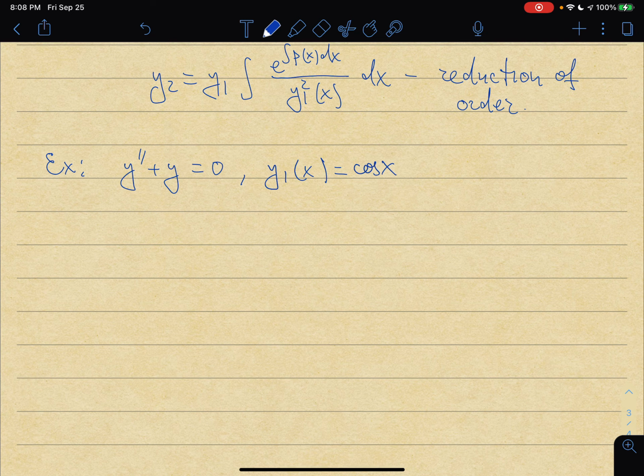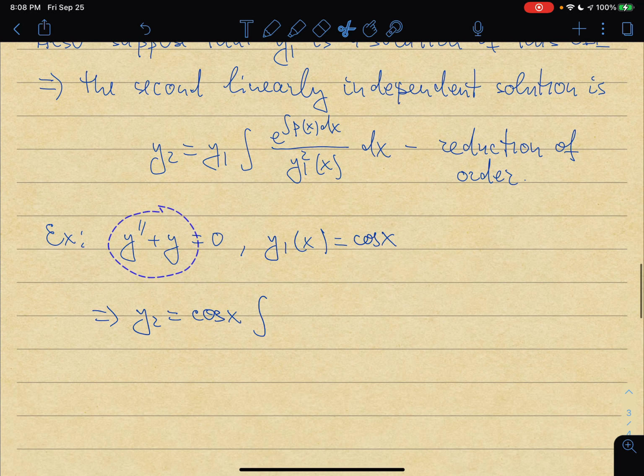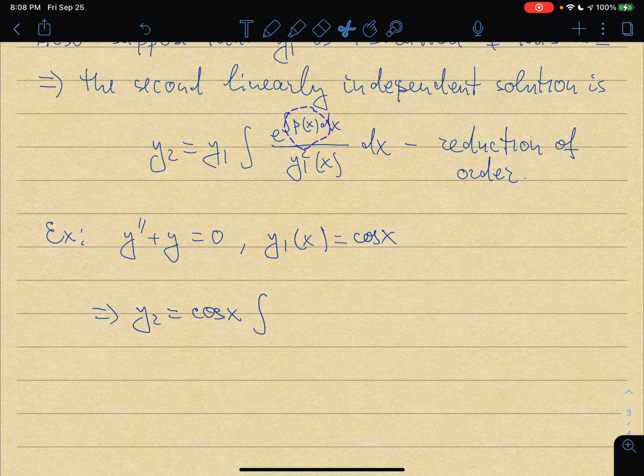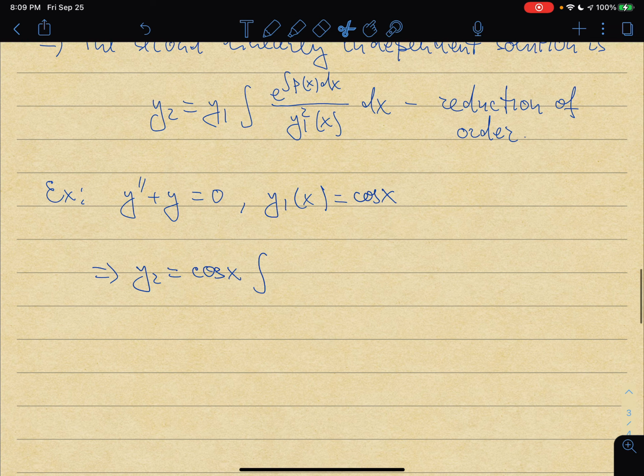I'm just going to use the formula. y2 is y1, which is cosine of x, times the integral. Now, this equation is in the standard form because the coefficient in front of y double prime is 1. There is no y prime, so that means that the second coefficient is actually 0, so p of x in my formula here is also 0. Notice that the formula does not involve q of x. So this is e to the power integral of 0 dx, over y1 square, which is cosine square of x, dx.